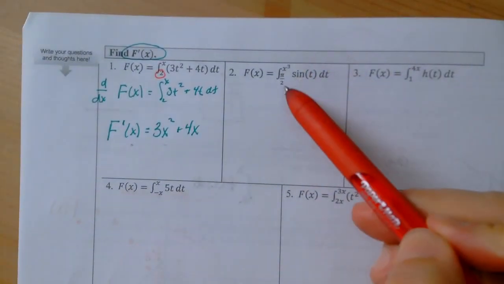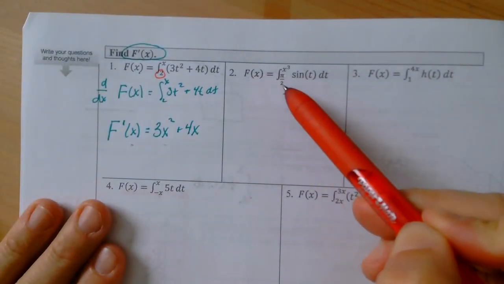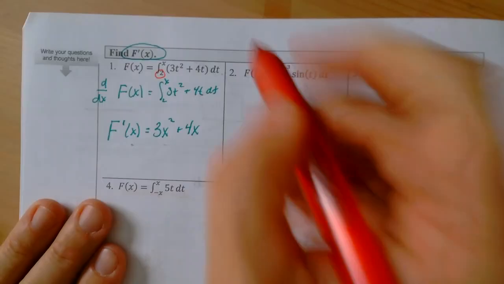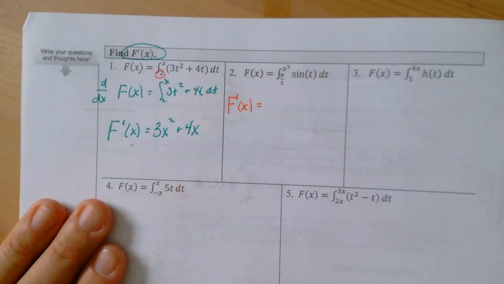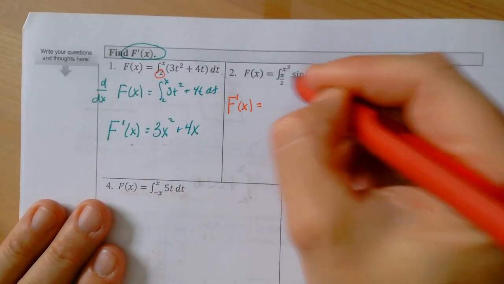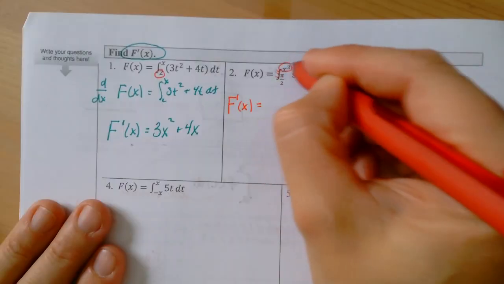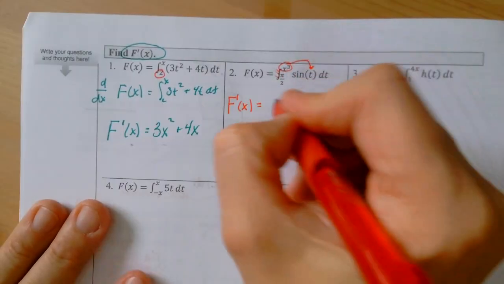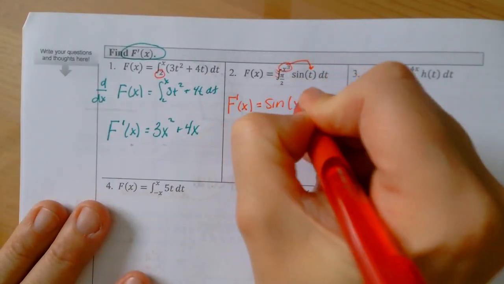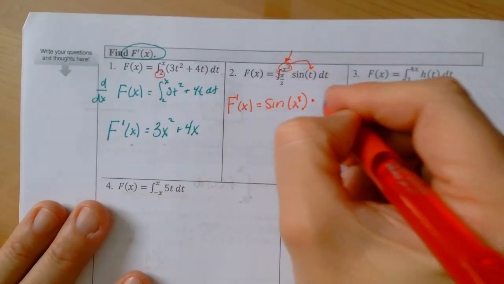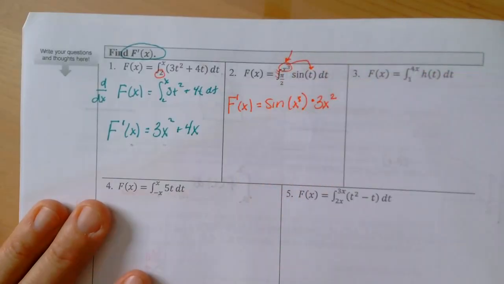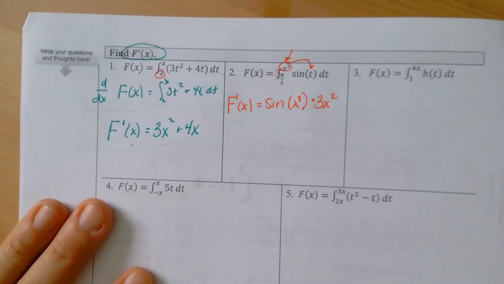Let's flip back the page here. Number 2. So I have big F equals the integral from pi over 2 to x cubed, and I am taking the derivative. So big F becomes big F prime of x. The rule says the derivative and integral cancel each other out, but this number is going to get substituted in. So I'm going to get the sine of x cubed. But now I have to apply the chain rule and multiply by the derivative of that value, so times 3x squared. And now it's done.